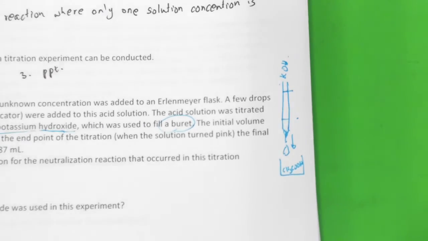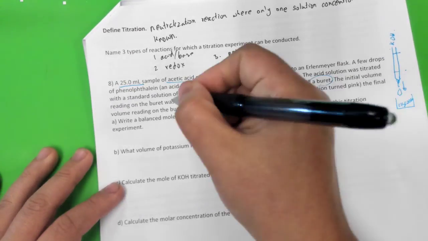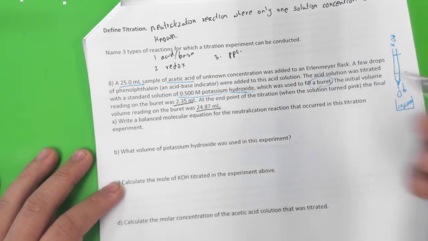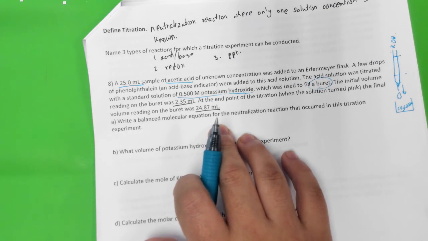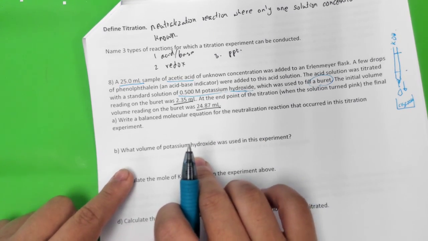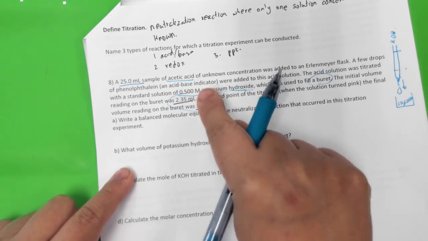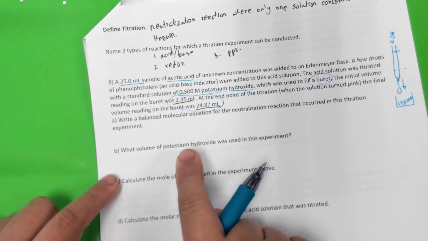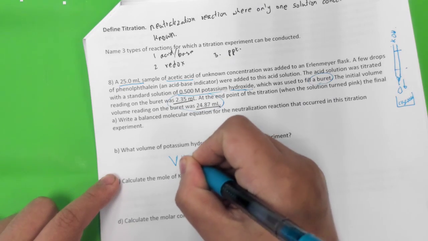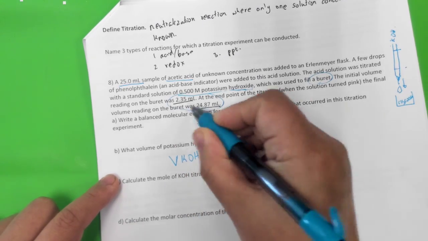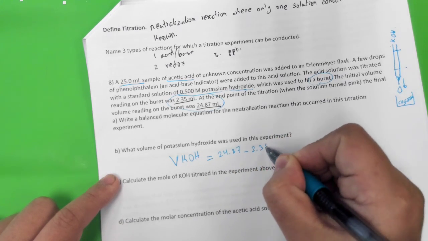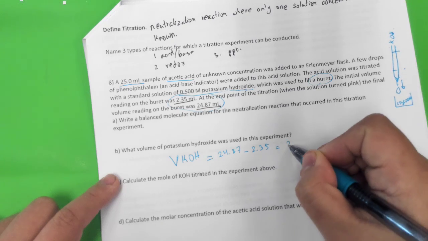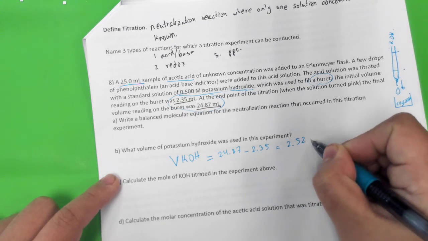So let's go back and look at that. In your papers, you know that there was an initial and a final. First step, you have to write the balanced equation. I'm going to skip that for a second and write the volume first. Because of the burette situation, the volume of KOH needed is the subtraction of these: 24.87 minus 2.35. That's going to give you 22.52 milliliters.